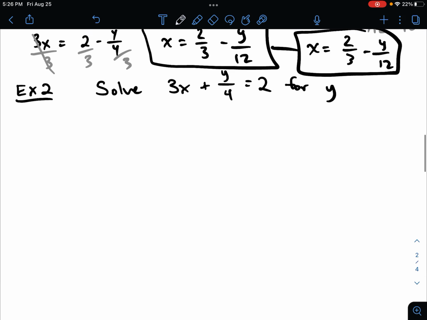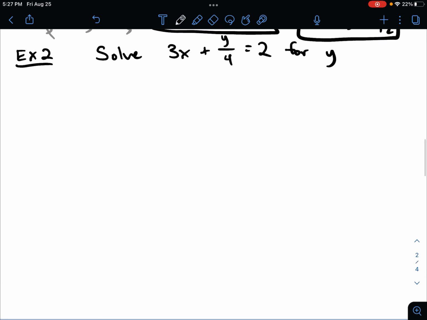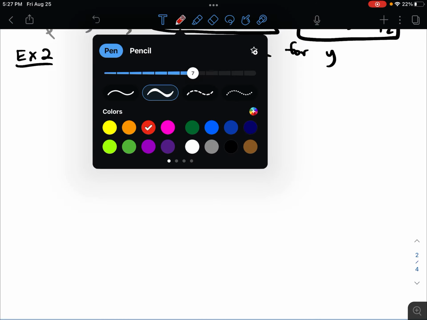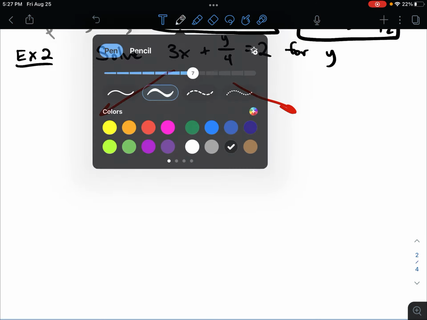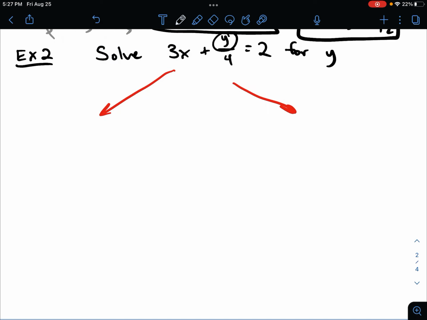All right, now we've got the same problem, but we are asked to solve for y this time. We're again going to try this two different ways. All right, following my rule. So if I'm trying to get this y by itself, maybe I could just move this 3x over to the right side to get it away from the letter y. So I'm going to take my 3x plus y over 4 equals 2, and I'm going to subtract that 3x on both sides.